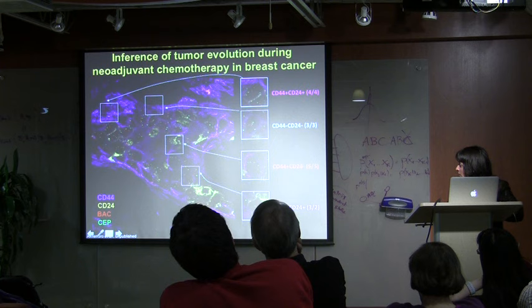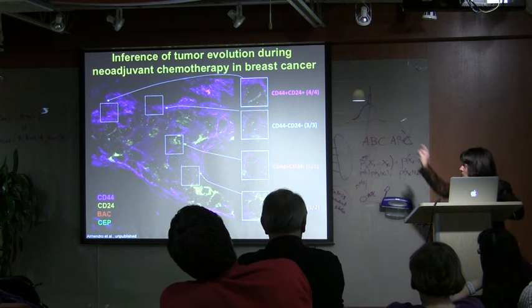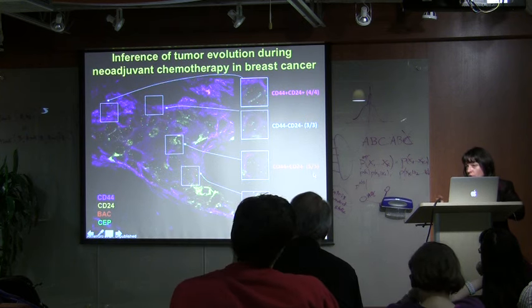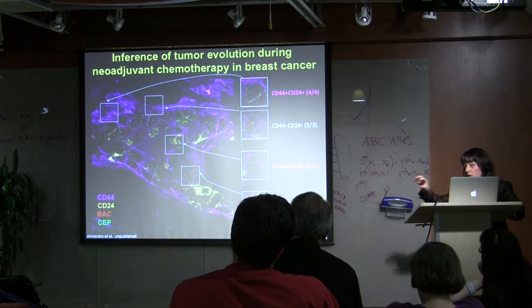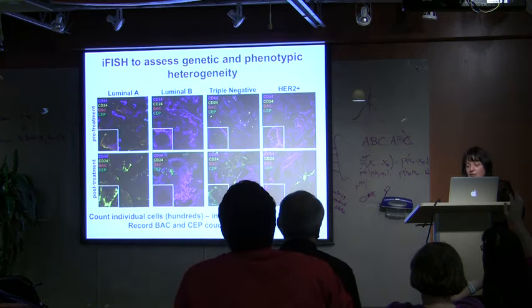So if you're counting in each cell, you're counting these dots, that will give you a number for how many 8q24 probes, how many CEP probes you have. And we do this in each of the four cell populations. So this way, we can get an overview of the genetic diversity in the tumor, and then we can also see within individual subpopulations what the genetic diversity is. Yes?